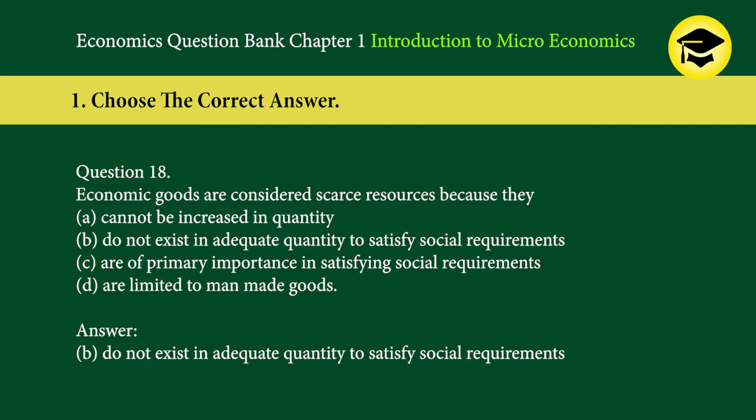Question 18. Economic goods are considered scarce resources because they A. Cannot be increased in quantity. B. Do not exist in adequate quantity to satisfy social requirements. C. Are of primary importance in satisfying social requirements. D. Are limited to man-made goods. Answer B. Do not exist in adequate quantity to satisfy social requirements.